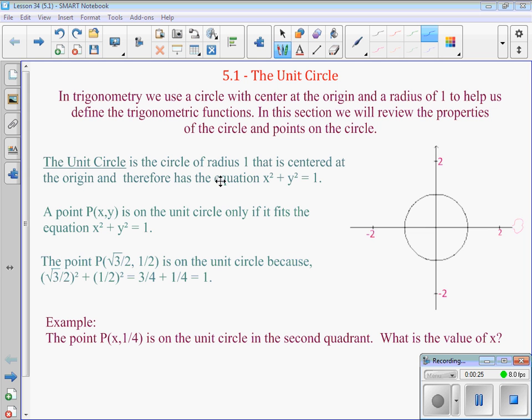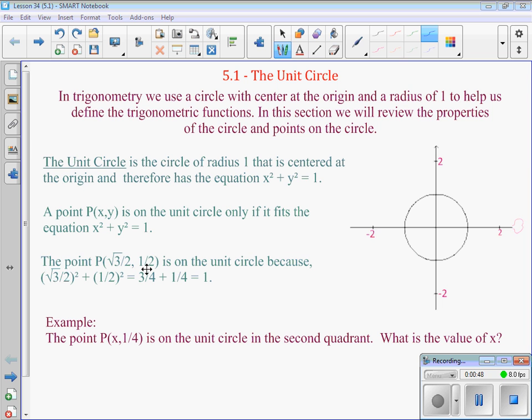So unit circle means it's 1 unit out, okay? Centered at 0, 0, so this is what it looks like. The equation for that circle then would be x squared plus y squared equals 1, correct? Okay, so that's what we're going to be using for these first problems here. It says a point x, y is on the unit circle only if it fits in this equation.